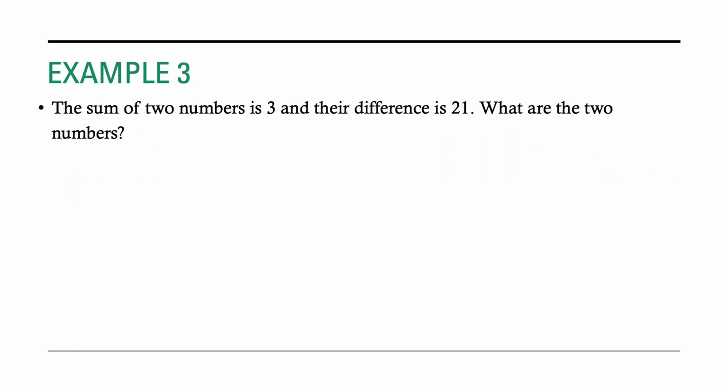Our third example is a worded problem that states the sum of two numbers is 3 and their difference is 21. What are the two numbers? So the first thing we should do is put this worded problem into an equation. So we have two unknown numbers that add up to 3, but can be subtracted together to give us 21.